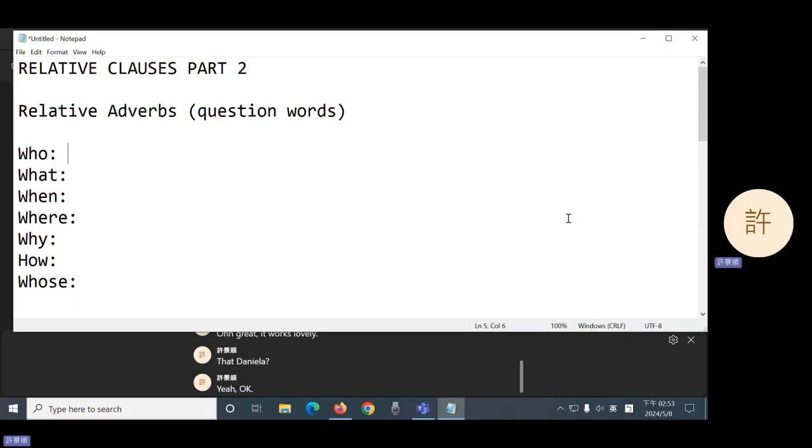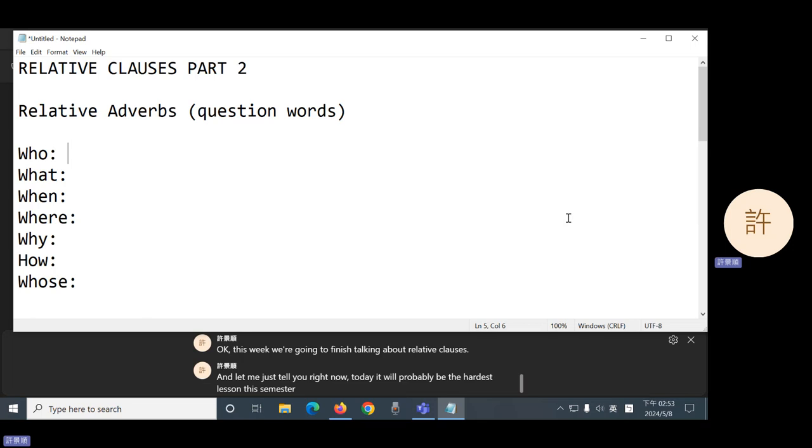Okay, this week we're going to finish talking about relative clauses. And let me just tell you right now, today will probably be the hardest lesson this semester. We're going to cover many different concepts related to relative clauses. So I hope you got your basics down last week. Let's start with the easy stuff.